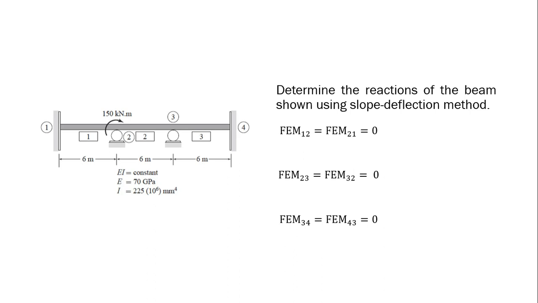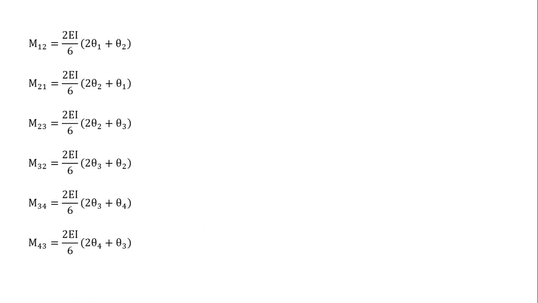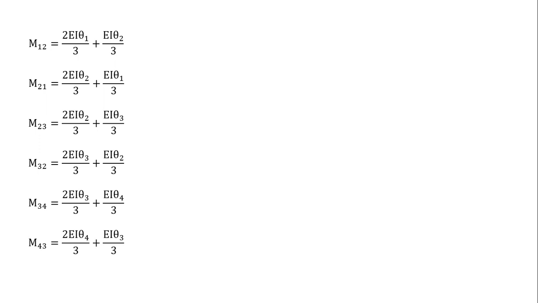So, ilagay natin yan sa ating slope deflection equations. So, dahil walang support displacement, 0 lahat ng delta. Delta 1, delta 2, delta 3, lahat yan 0. FEMs, lahat 0. Okay, so cancel natin. Maliit na lang to. Okay, simplify pa natin ng further. So, yan yung mga makukuha natin na values.